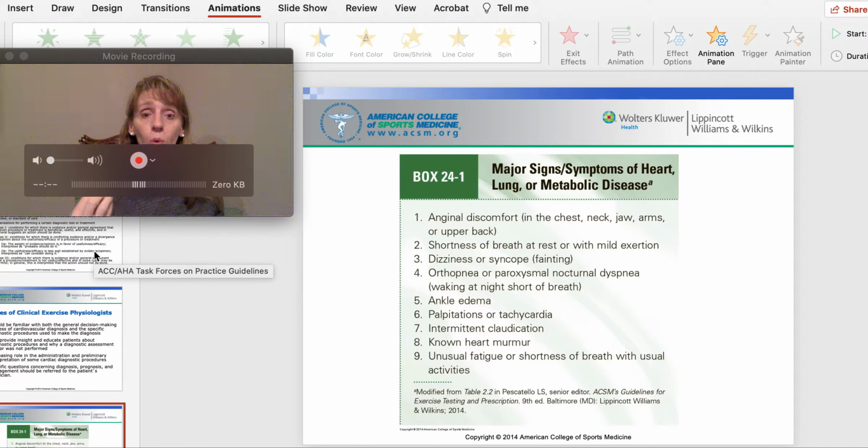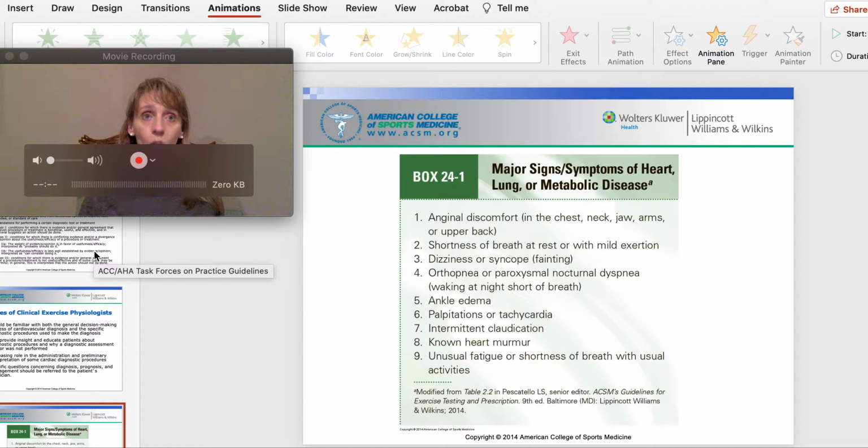These are people who wake up short of breath, or who have shortness of breath with positional changes. Ankle edema, right? Look at the ankles for swollenness. That's a big flag. We'll talk about that later as well. Palpitations, racing heart, tachycardia, intermittent claudication, right? That is number 7 on the list.